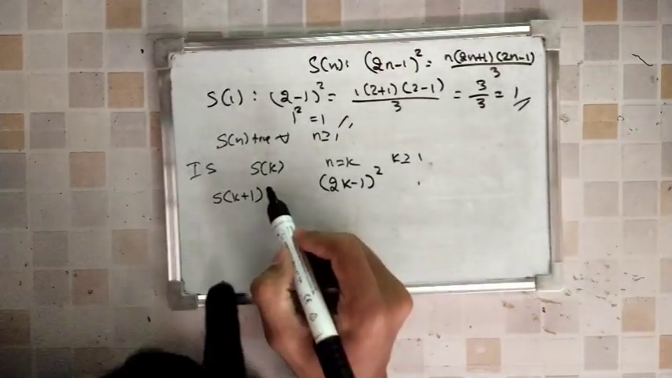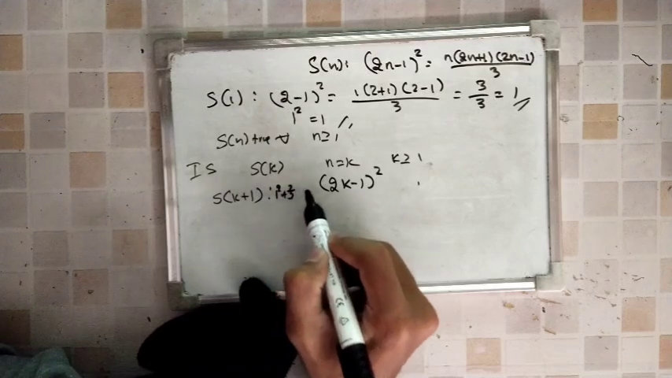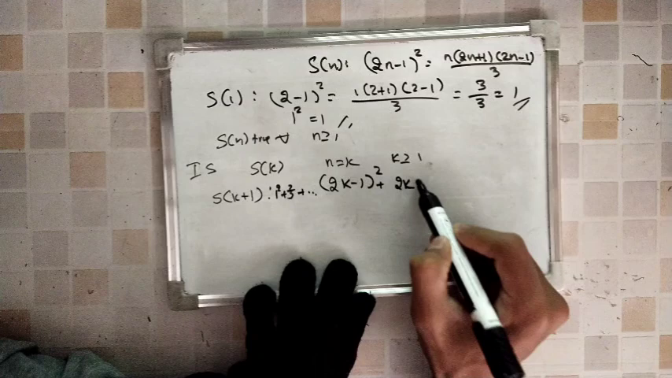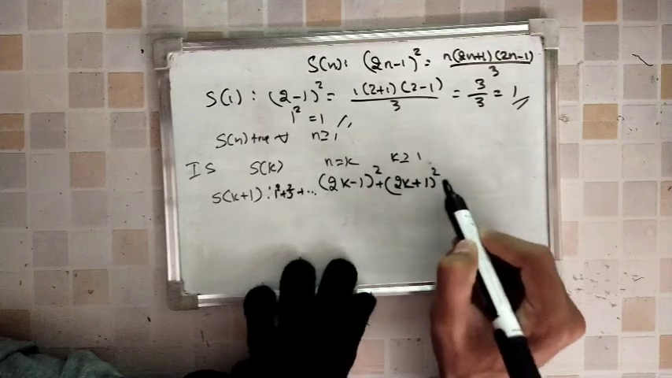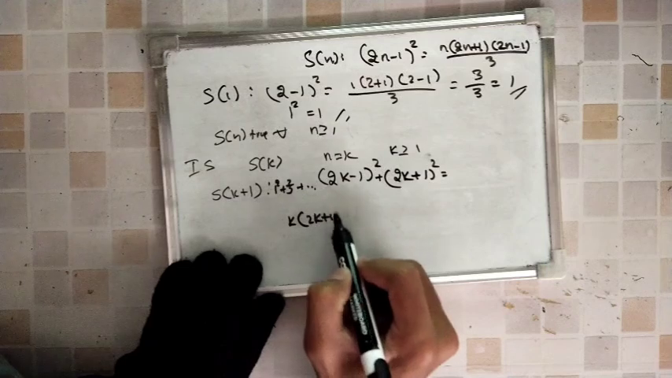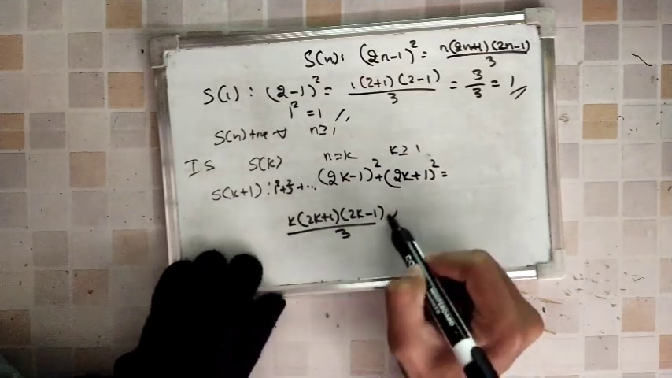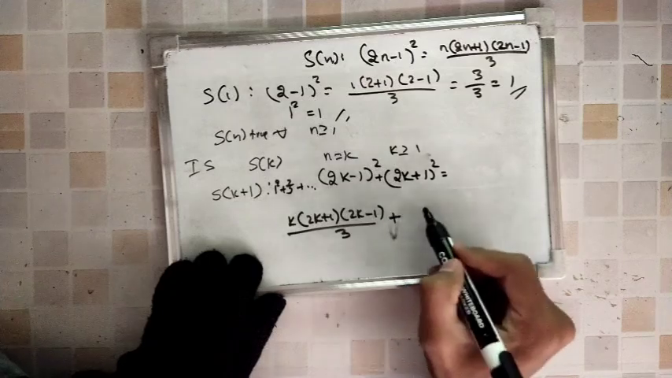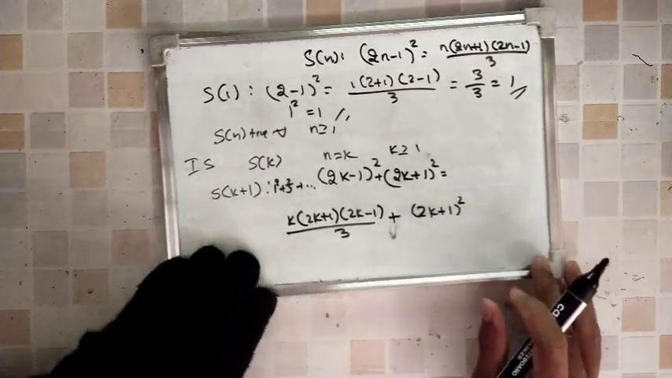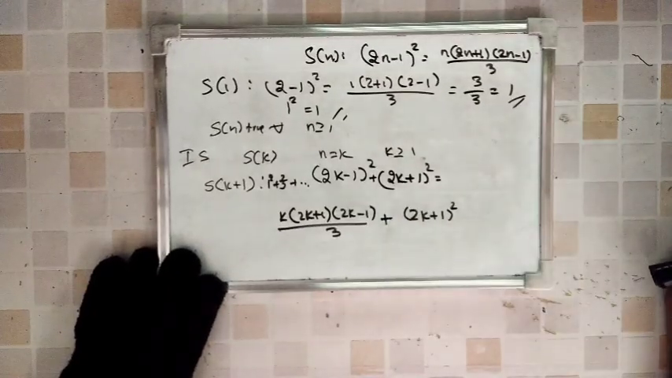So I will have S of k plus 1 such that 1 square plus 3 square plus so on, 2k minus 1 the whole square plus 2k plus 1 the whole square is equal to k into 2k plus 1 into 2k minus 1 by 3 plus 2k plus 1 the whole square. I will take it like this.